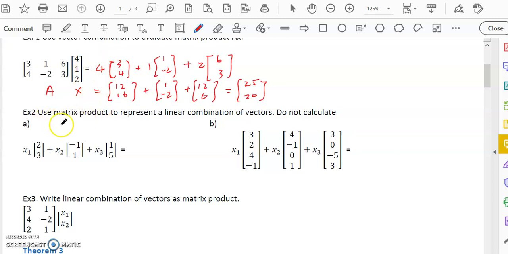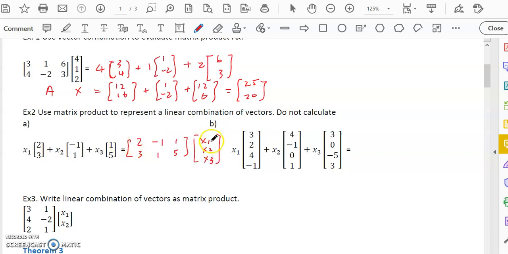So here we have a linear combination of vectors. Rewrite it using shorthand. Also make sure that A has to come first and x follows it. So rewrite all the column vectors 1, 5, and then rewrite the weights x1, x2, x3.